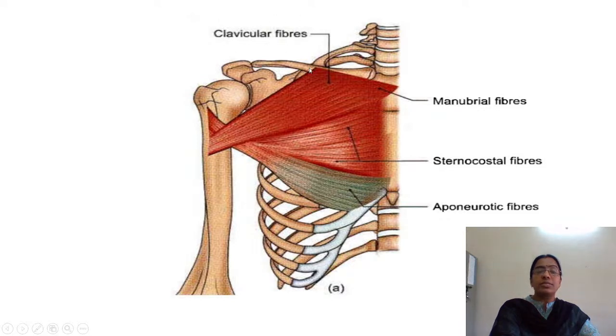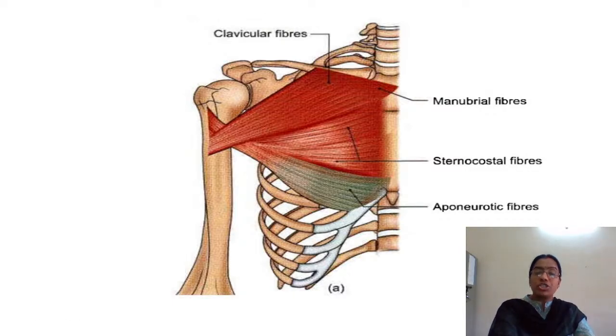The clavicular fibers take origin from the medial anterior surface of the clavicle. This is the clavicle. From its medial anterior surface the clavicular fibers of pectoralis major come. The manubrial fibers take origin from the manubrium of the sternum; these are the intermediate fibers. Next, the costal fibers come from the second to sixth ribs, but only a few fibers are included in the anterior lamina. So these four form the anterior lamina of the pectoralis major.